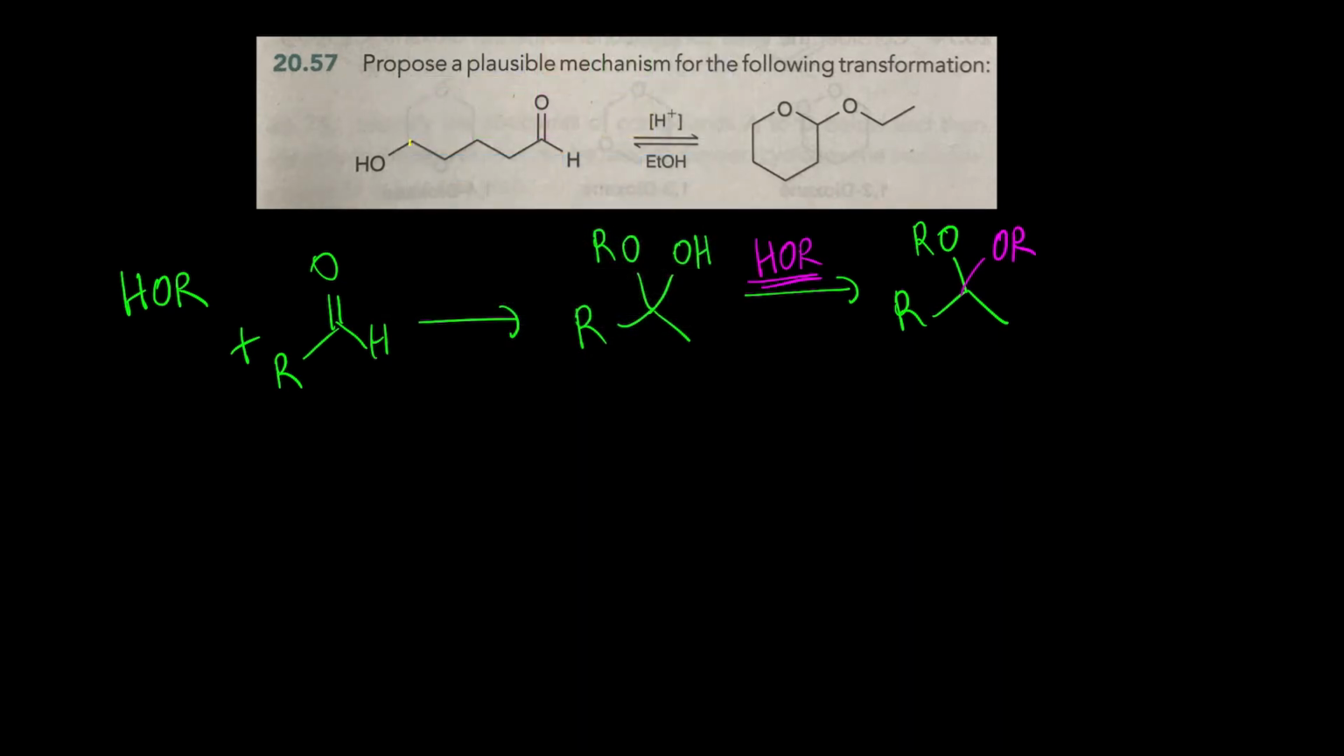Now, the trick here for this problem is to realize that we've got this tether that's tying together the aldehyde and the alcohol. So there's a loop here that connects the alcohol with the aldehyde, and so you're going to have a ring. That's a ring that's being formed, and here's your ring. I'll just draw a circle. It's not aromatic, so I'll just draw it shaded in.